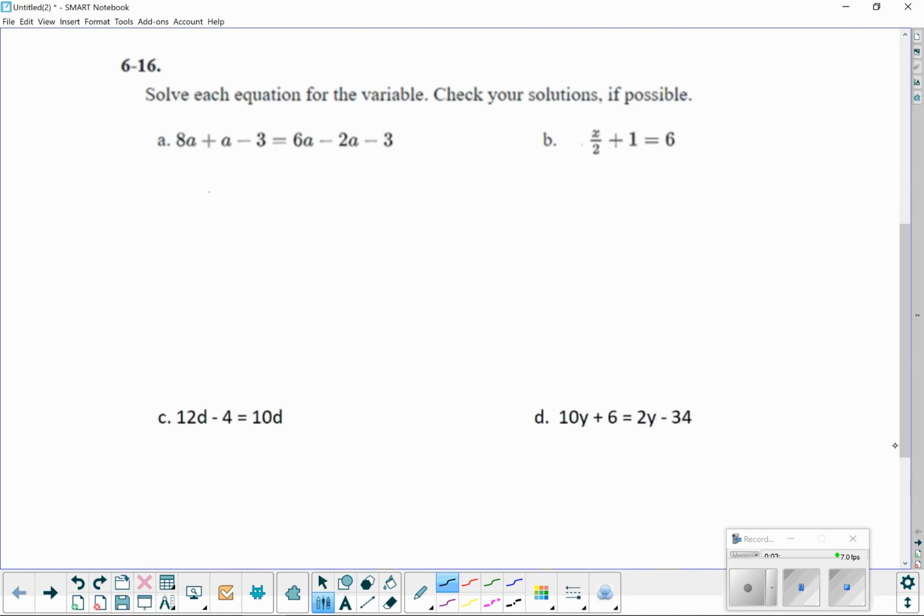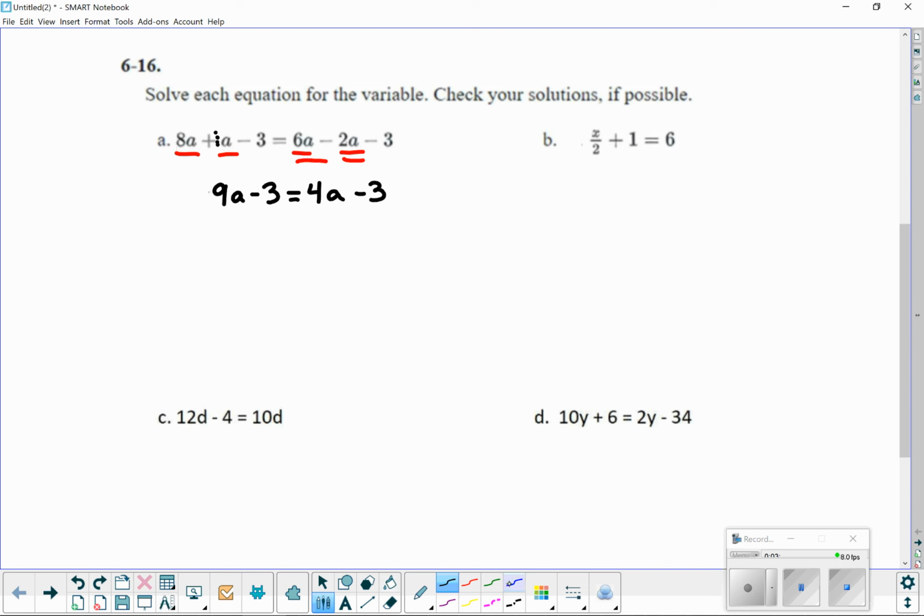Number 16. Solve each equation for a variable. Check your solution if possible. So I'm going to go through this. First, we're going to combine the 8a and the a together, and then we're also going to combine 6a and the 2a together. 8a and the a, basically there's a 1 in front, that's going to give you 9a minus 3. Copy it down. And then the 6a minus 2a is going to give you 4a minus 3.